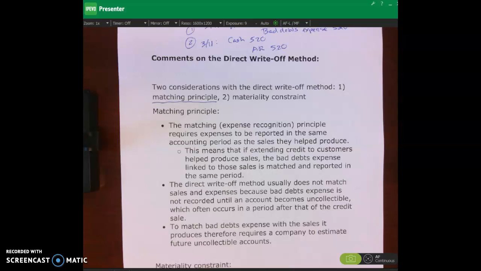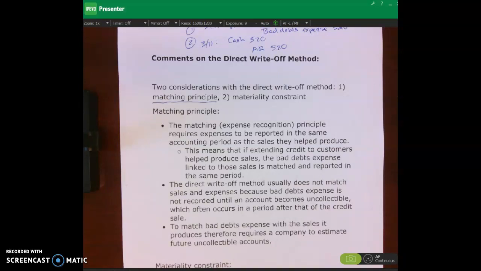When did we make the sale? Well, it probably wasn't in January 2019, because we probably just didn't say, well, you only have 3 weeks to pay your bill. We probably made the sale in 2018. So let's say we made the sale to J. Kent in 2018, and then we find out in 2019 that J. Kent can't pay us. So then we debit bad debts expense and we credit the receivable.